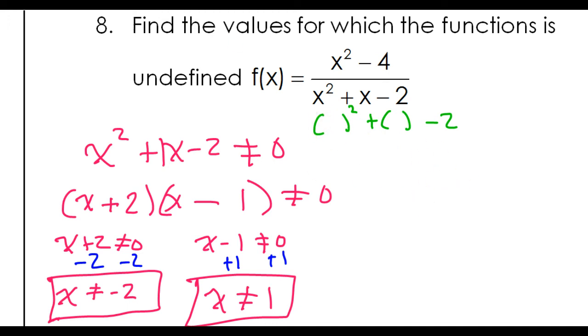And something similar would happen if we let x be 1. Let's just check that out just to nail this home. If x was 1, then I'd have 1 squared plus 1 minus 2. Well, 1 squared is just 1, so I'd have 1 plus 1 minus 2. Well, 1 plus 1 is 2. I'd have 2 minus 2. Again, I'd have 0. And now I'm dividing by 0. That's undefined.